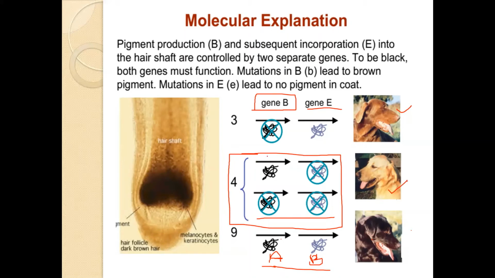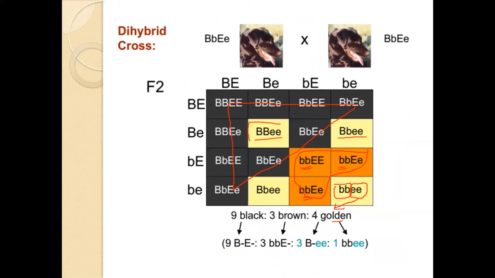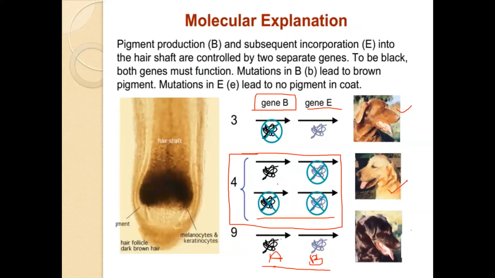But when B is dominant but E is not, B is producing the precursor, but that precursor will not convert into the final black product. That is why we get a golden retriever in this case also, where gene B is in a dominant condition and gene E in a recessive condition.